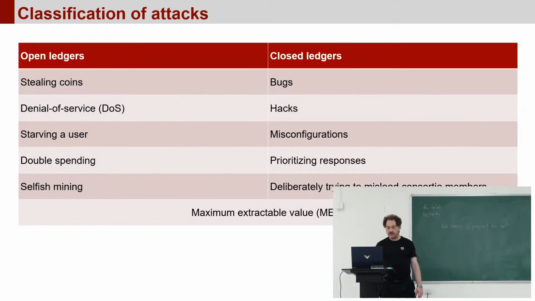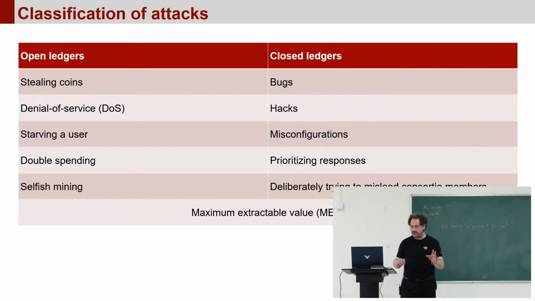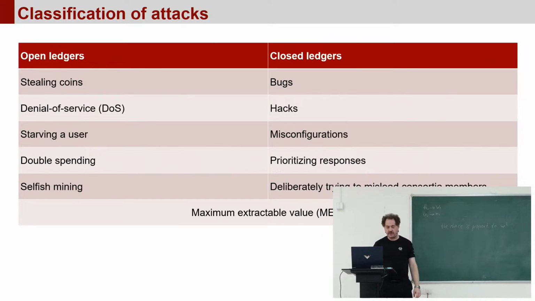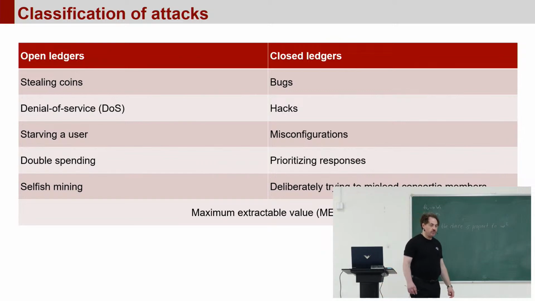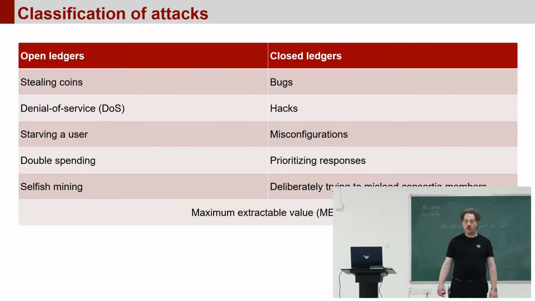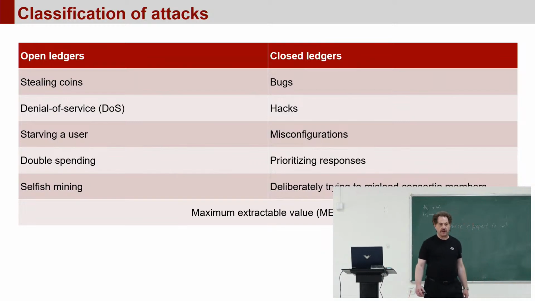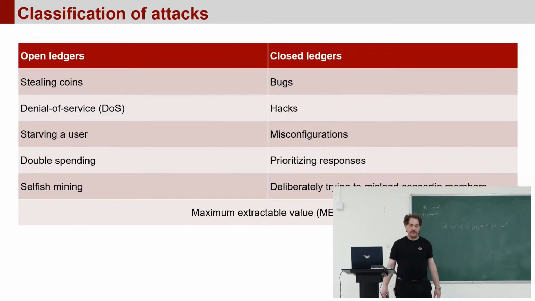So, classification of attacks. The attacks are mostly different between open and closed ledger, but some attacks apply to both. So bugs can obviously play a significant role in both ledgers. However, usually the programs running on top of closed ledgers are more developed, they're longer, and probabilistically they contain more bugs. There are a number of attacks which are more typical to the open ledgers. For example, stealing coins. That doesn't happen in closed ledgers.